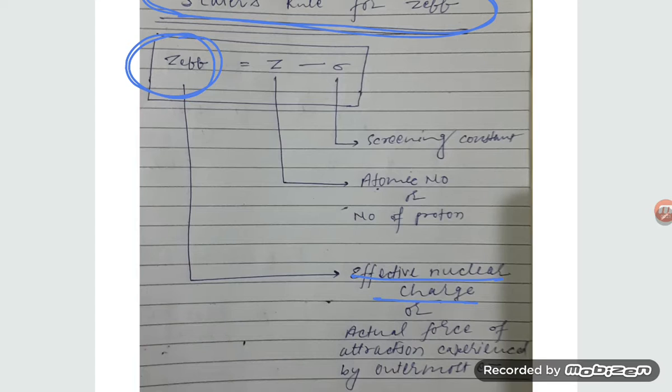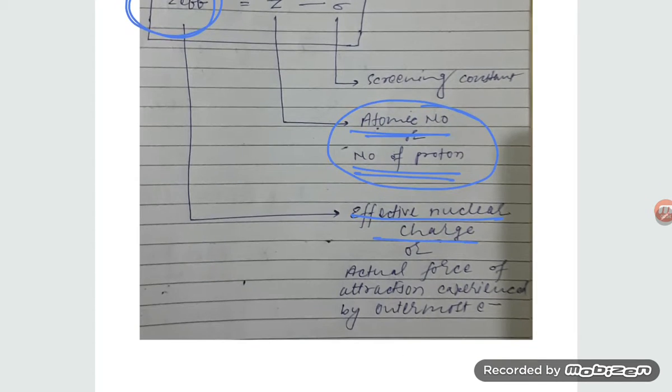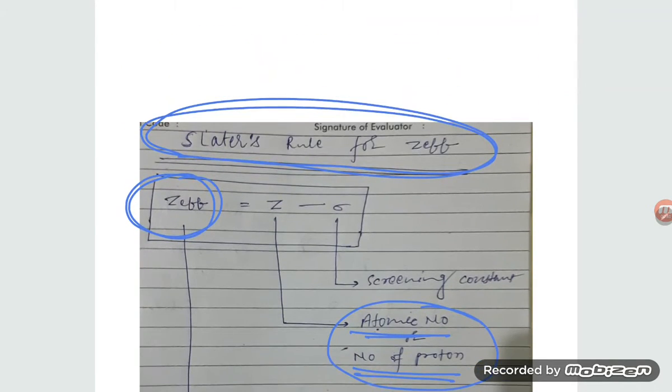There are two types of charges: one is effective nuclear charge and the other is Z, nuclear charge. Nuclear charge is equal to the atomic number, or the number of protons. And effective nuclear charge is known as the actual force of attraction experienced by the outermost electron. Okay, dear students, what is the meaning of this?